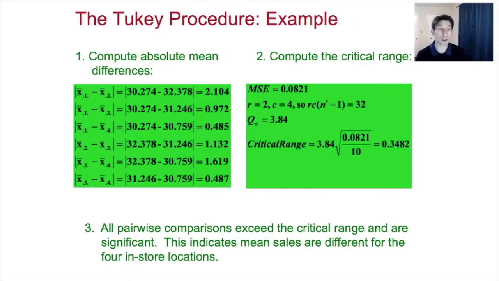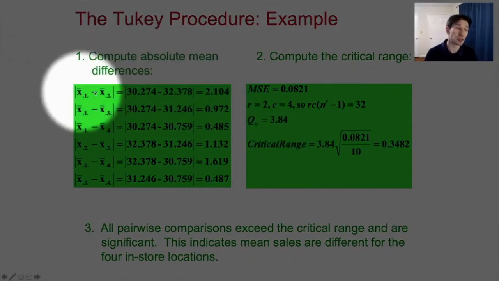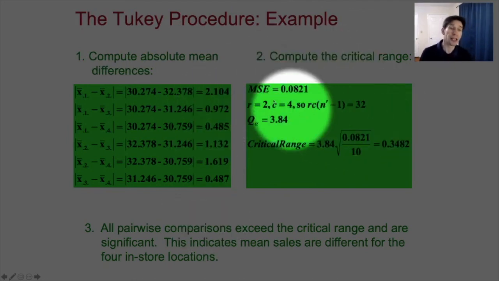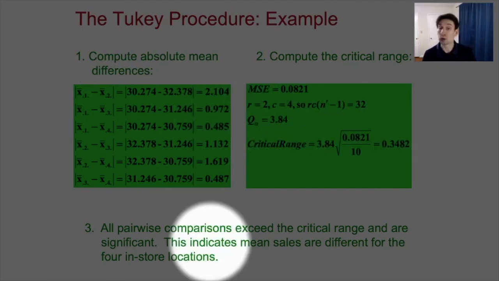The way this works is again the same. You compute lots of differences in absolute means, and then you compute a critical range, and then for every one of these differences that is larger than your critical range, you can say that the mu's are different.